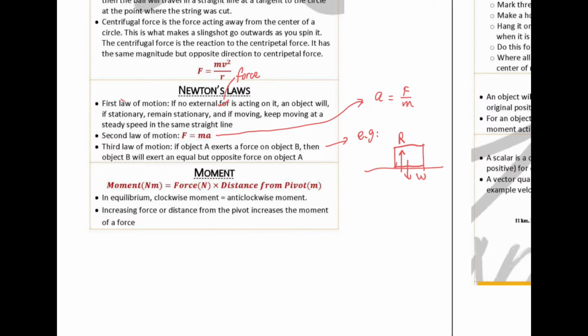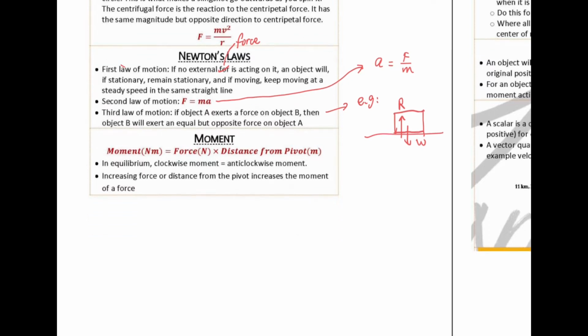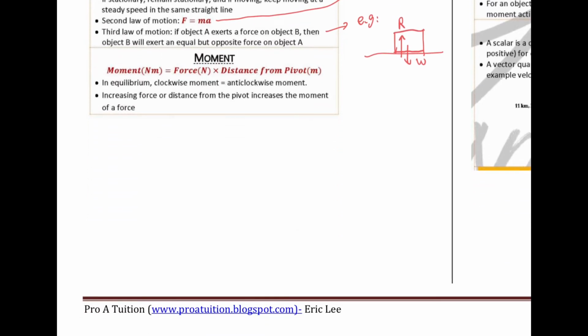Okay, now let's just move on. Moment. Moment is related to circular motion, actually. The unit is Newton meter, equal to force, which is in the unit of Newton, multiplied by the distance from the pivot, which is in the unit of meter. So for example, let's say we talk about the seesaw.